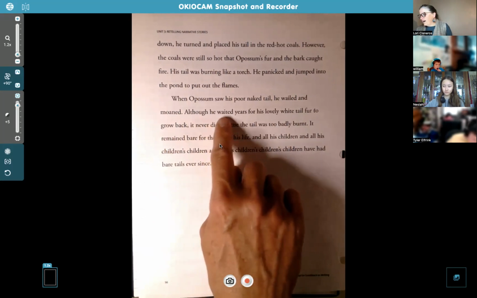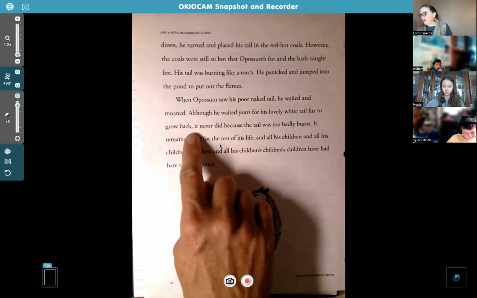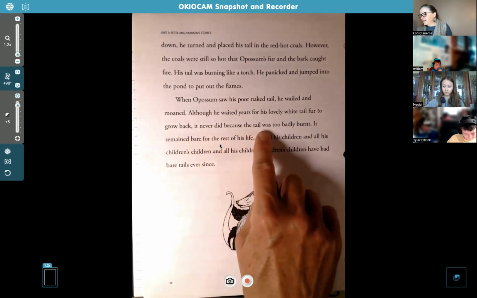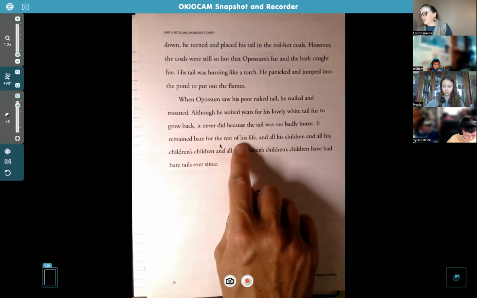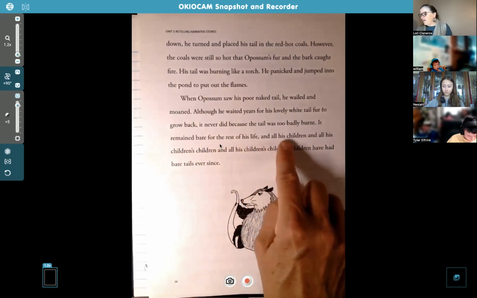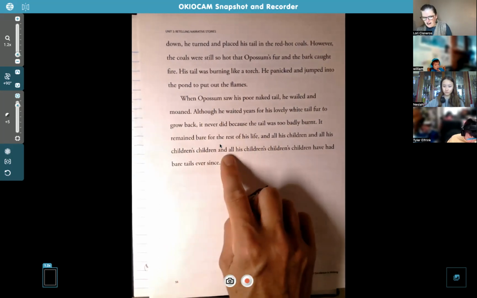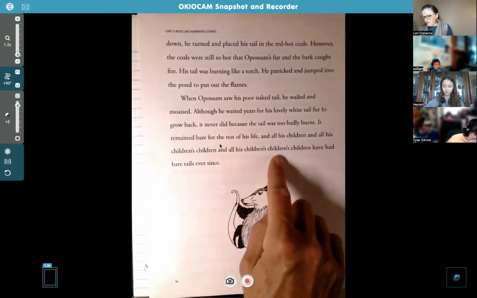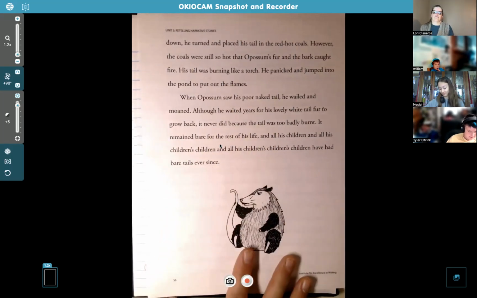Although he waited for years for his lovely white tail fur to grow back, it never did because the tail was too badly burnt. It remained bare for the rest of his life, and all his children, and all his children's children, and all his children's children's children have had bare tails ever since.